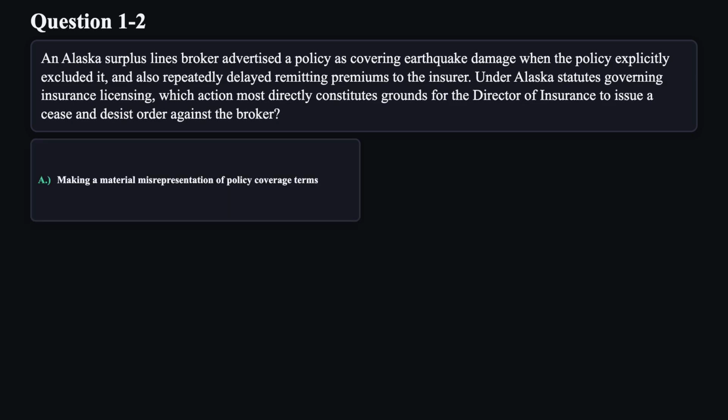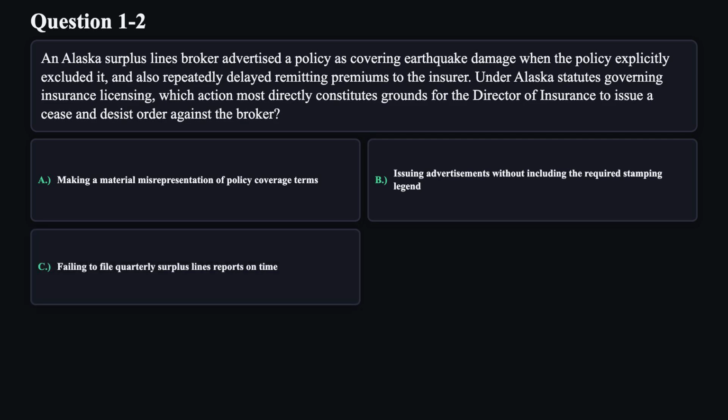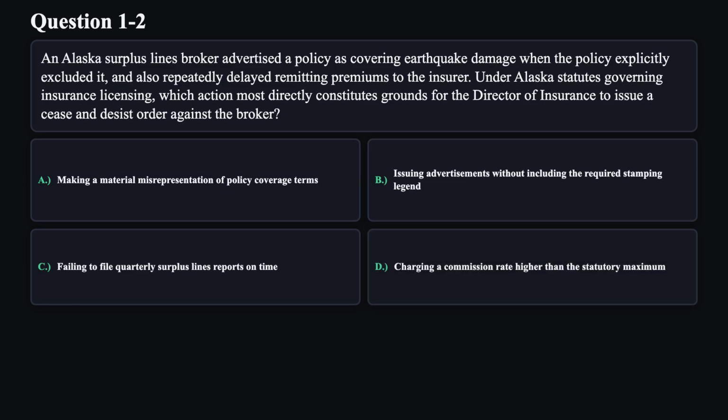A. Making a material misrepresentation of policy coverage terms. B. Issuing advertisements without including the required stamping legend. C. Failing to file quarterly surplus lines reports on time. D. Charging a commission rate higher than the statutory maximum.